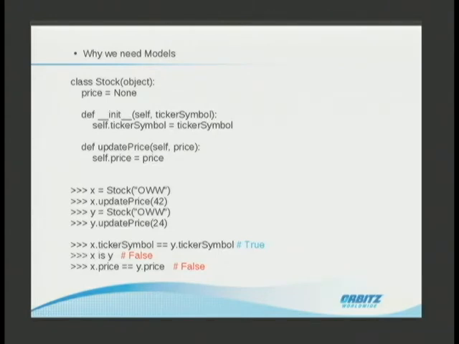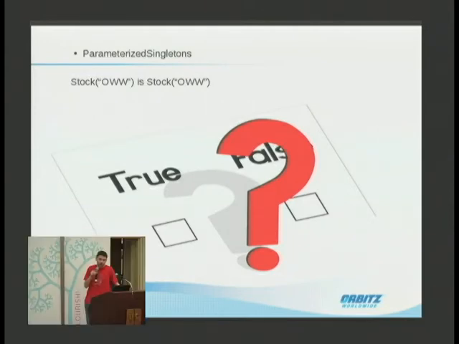So how do we do this? How do we get stock OWW is stock OWW? We want this to really, really be true under the model circumstances. We want to be able to say that a server, myapp.example.com, is myapp.example.com, no matter where it's used in our program. And we don't want to track these objects because that's expensive. There's a lot of boilerplate code.